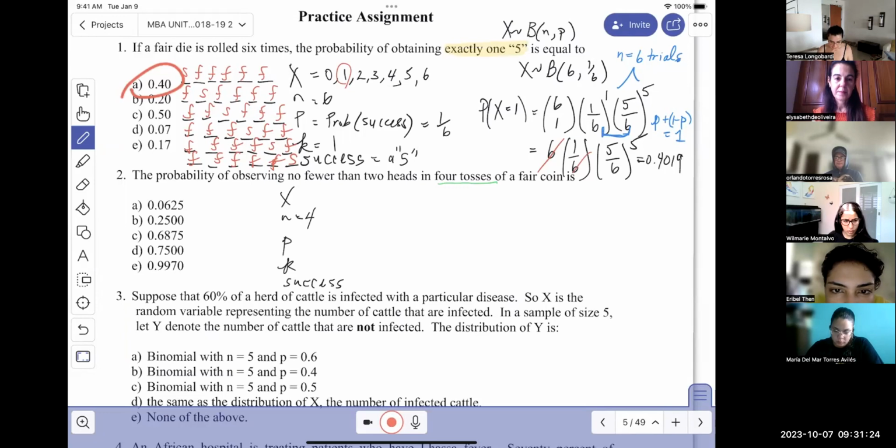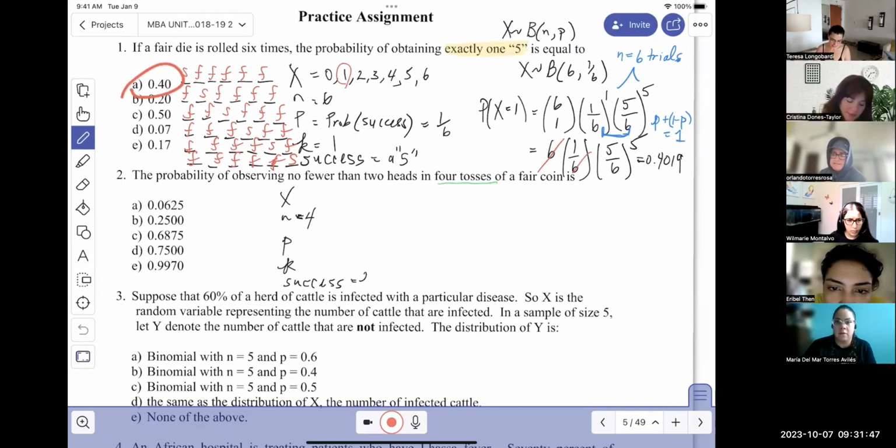And what's a success for this set of trials? What are we looking for each time? The head side of the coin. Okay, but which one are we looking for? Heads. So that's what we're going to write. Okay, so it's head or tail, but we want the head.